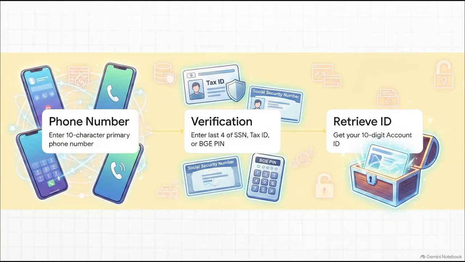This tool brilliantly illustrates a two-factor security screen. It's designed to protect your data from unauthorized scraping while still letting you retrieve your account ID without actually logging in. First, you just enter the 10-character primary phone number registered to your account. Second, you pop in the last 4 digits of your social security number, your tax ID, or your custom BGE PIN. If those two database records match, boom, the portal instantly displays your 10-digit account ID.